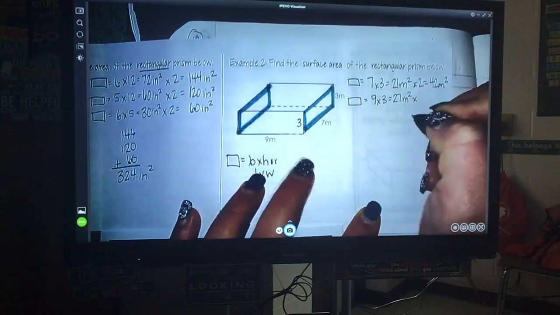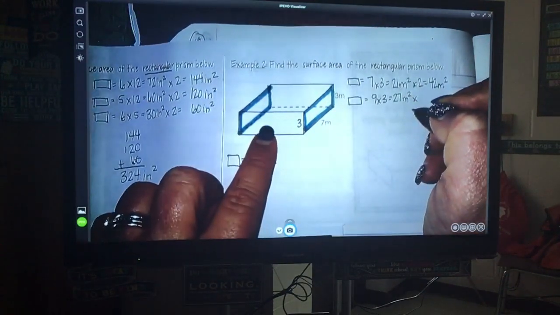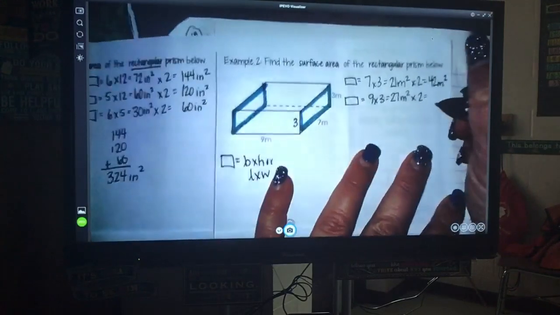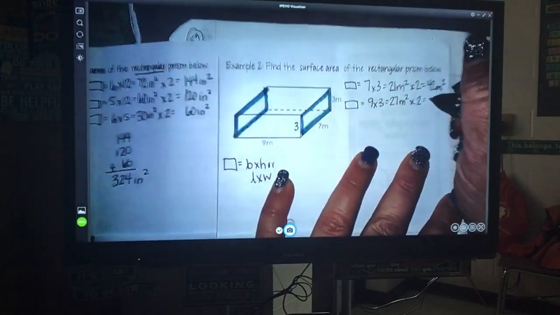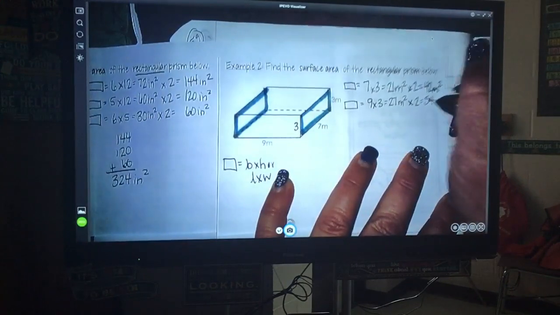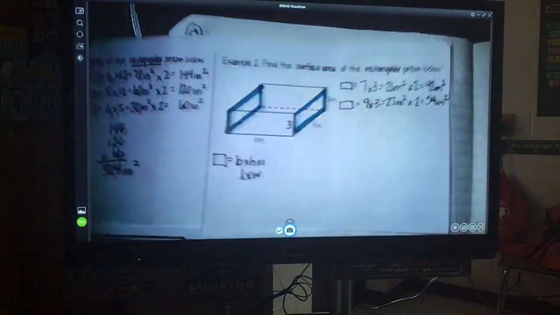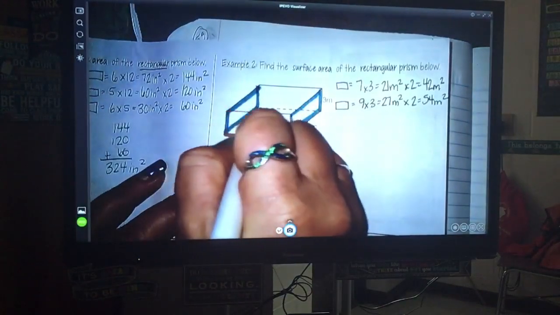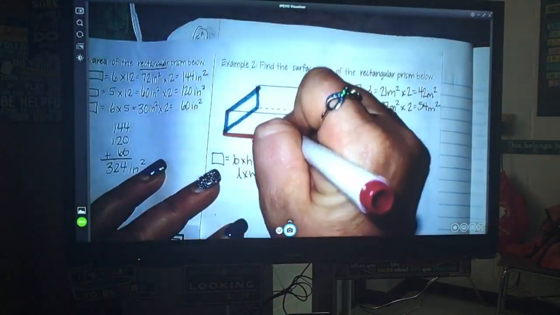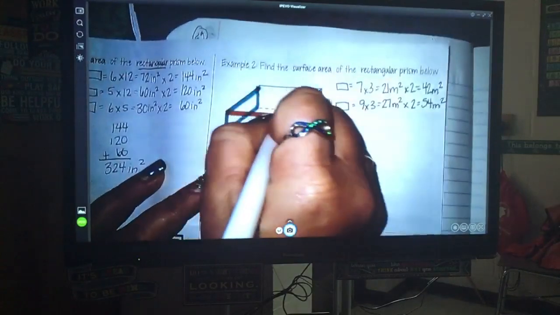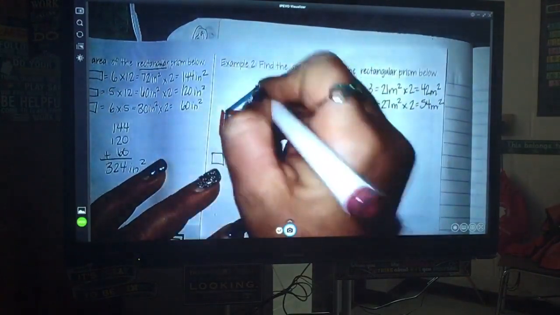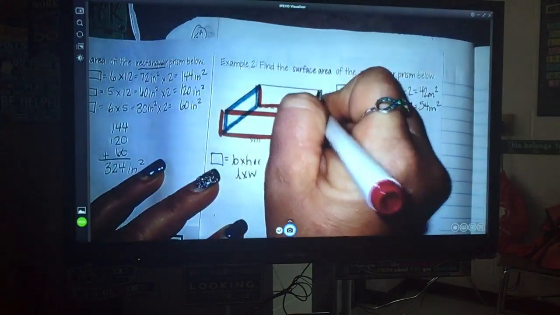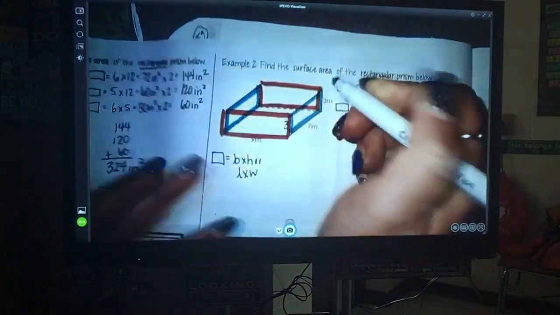Does it have an identical shape? Yes. All right, so I can multiply by 2. Cooper, what is 27 times 2? 54 meters squared. Okay.